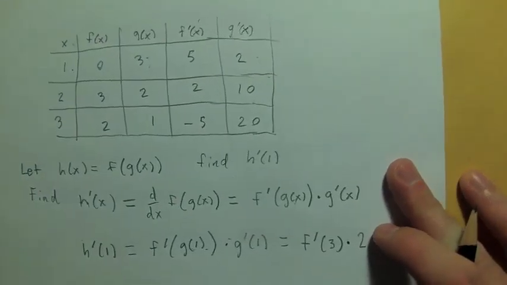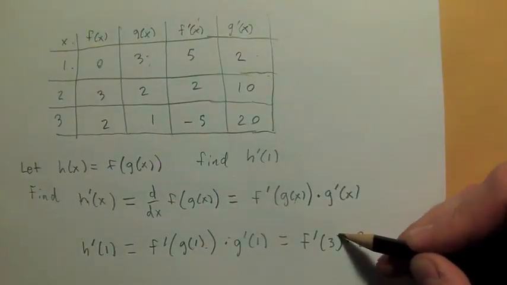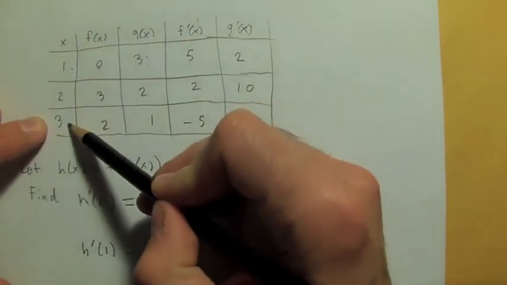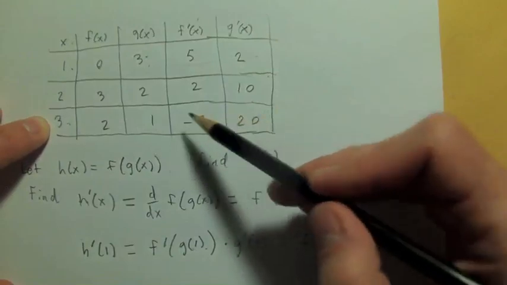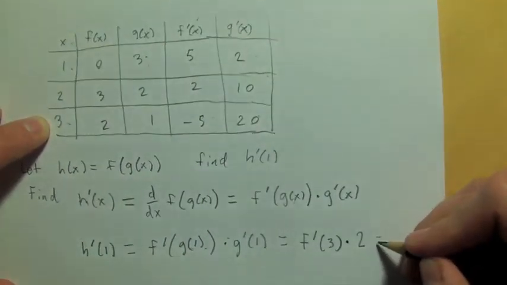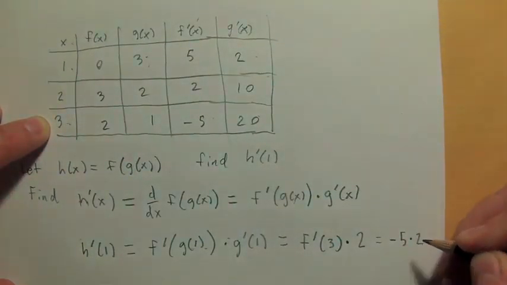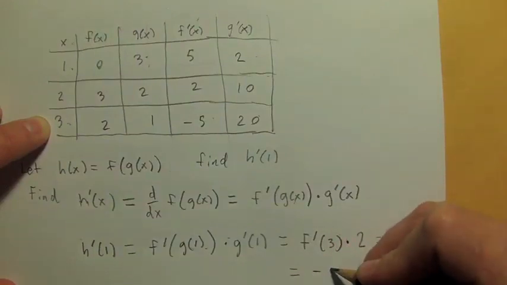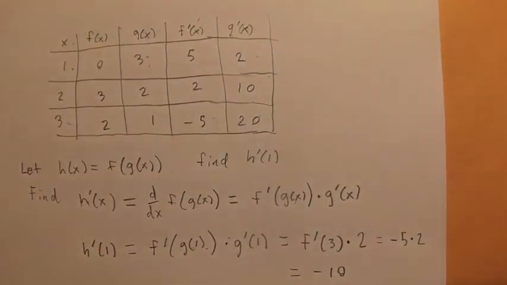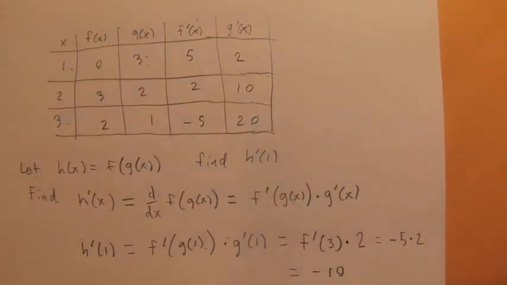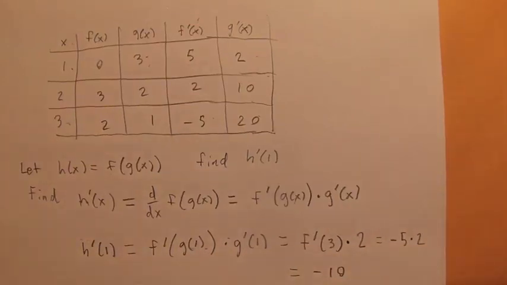And I have one piece to finish off here. If I have f prime of 3, well, now I go to my x equals 3 column, go over across the row to f prime, which is -5. So I have -5 times 2, so the whole thing is equal to -10. Okay, so these actually end up just being a sense of finding the derivative abstractly, using what you know about the chain rule, and then it's just a matter of finding the pieces from the table.